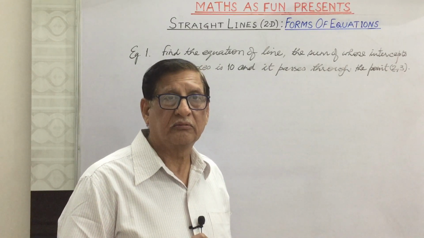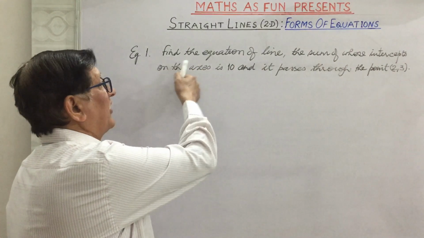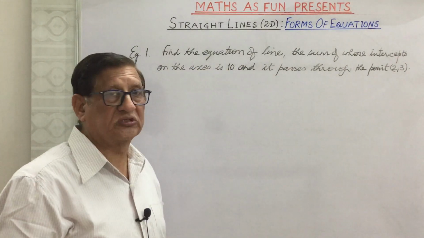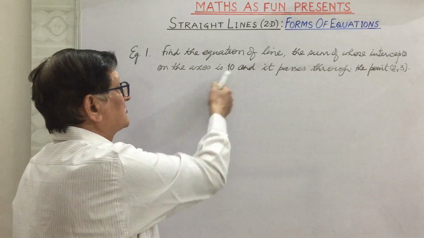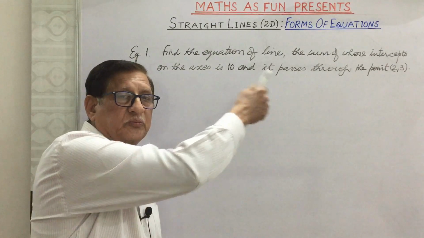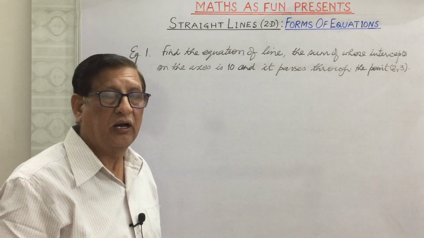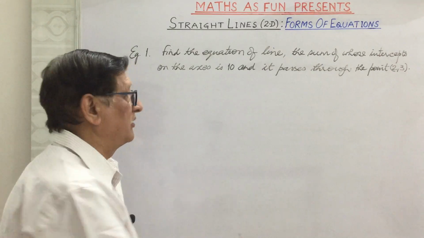We now discuss one problem based on the intercept form of the equation of a line. That is, find the equation of a line, the sum of whose intercepts on the axes is 10, and it passes through the point (2, 3). How do we find the solution of such a problem?